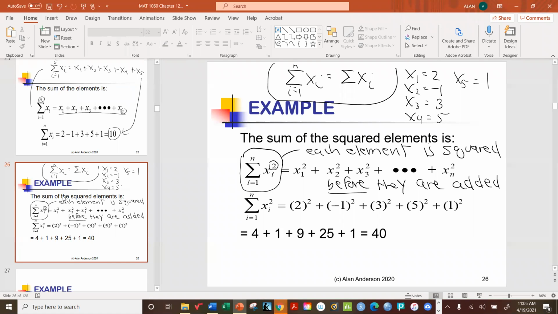And when you add those up, you get 40. Okay. When we added them up directly, we got 10. When we squared them before adding them, we ended up with 40. Man, this summation operator is powerful, isn't it? There's so many different things it can do.